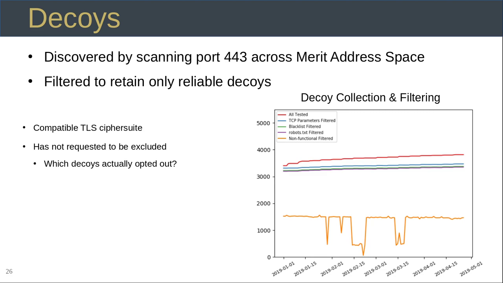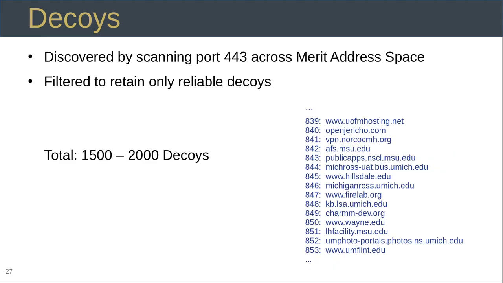A second thing that we filter for is, has this decoy requested to be excluded in the past? In the traffic that we send to each of the decoys, we include a notification that they may include a piece of text in their robots.txt, and we will exclude them from any future inclusion as a decoy in the TapDance system. A few decoys did do this and opt out, but it was only a handful compared to our usual 1,500 to 2,000 decoys that went into any given configuration file.